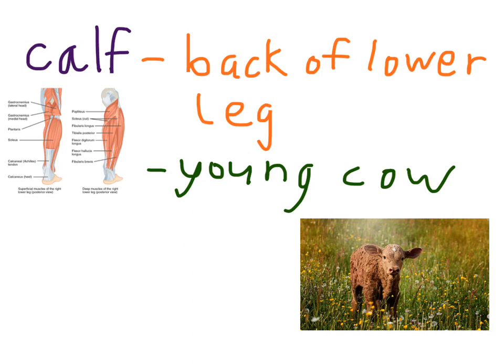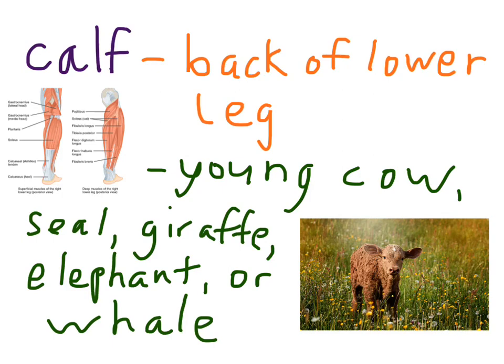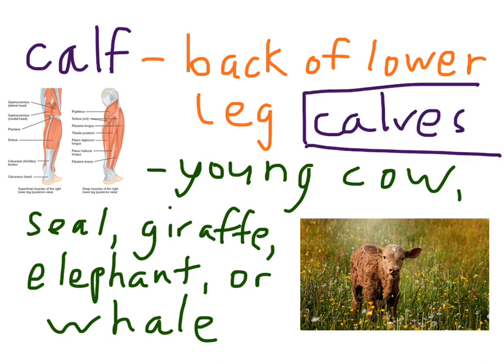Some people don't know also, though, that all these other animals, seals, giraffes, elephants, and whales, their babies are also called calves. Or the plural of calf is going to be calves. So all of these baby animals would be called calves.